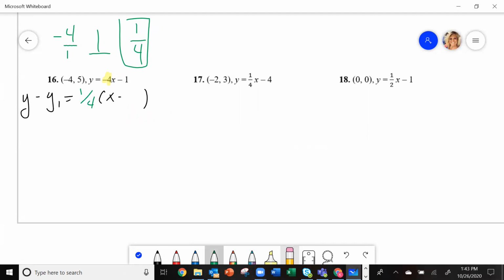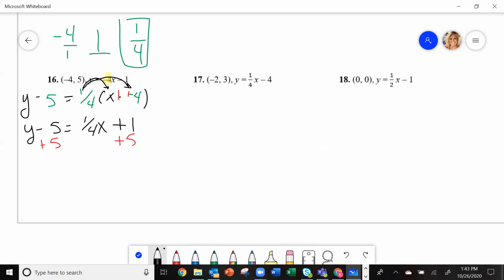My x number is -4. My y number is 5. Do you have any minus and negatives? Yes, you do. They change to positive. So I get y minus 5 equals 1/4 times x is 1/4 x. 1/4 times 4 is +1. You're not done. You have to add 5 to each side. These cancel. Y equals 1/4 x plus 6. This should be your answer.